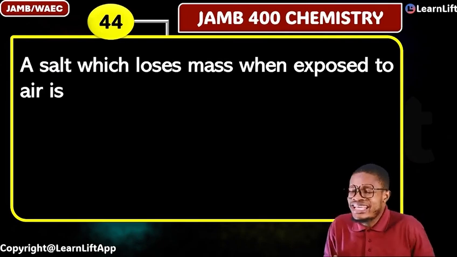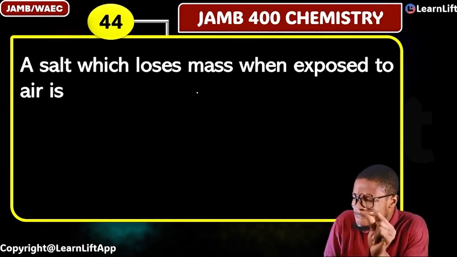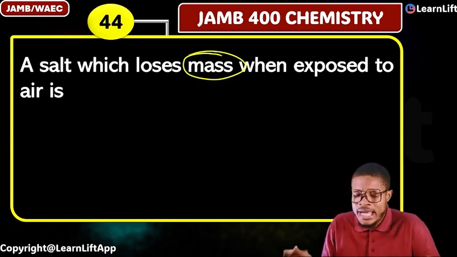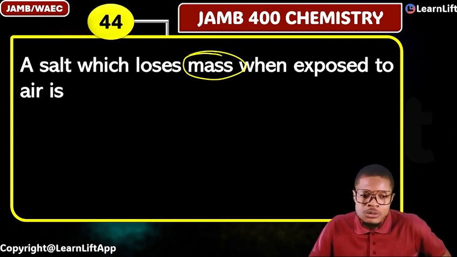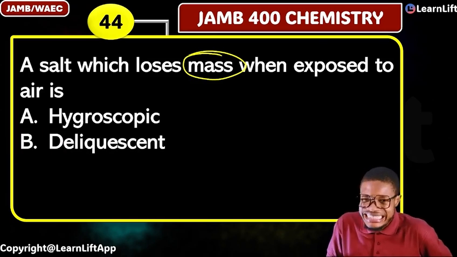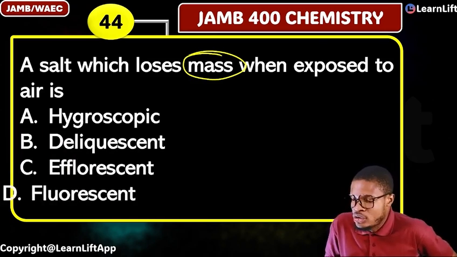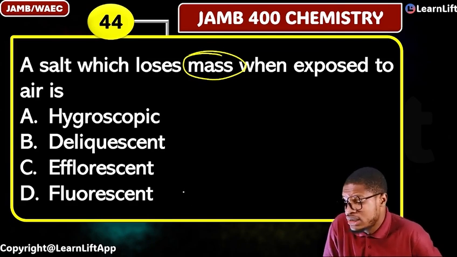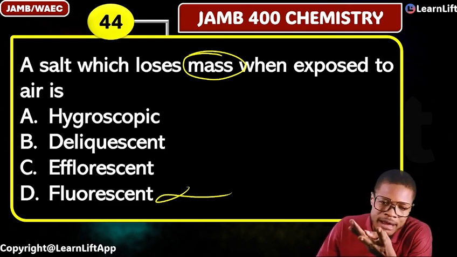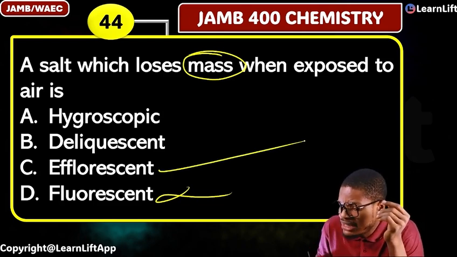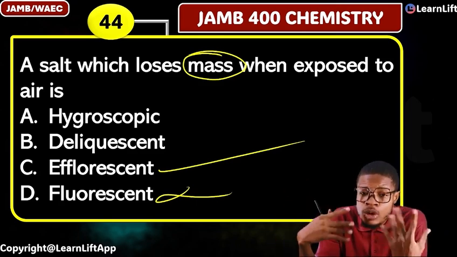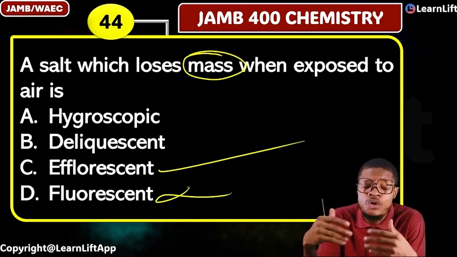Are you ready? The question says a salt which loses mass when exposed to air. When you expose the salt to air, it will lose mass. That salt is option A, hygroscopic. Option B says deliquescent. Option C says efflorescent. And then option D says fluorescent. First and foremost, fluorescent is totally out of the way. It is between hygroscopic, deliquescent and efflorescent. Efflorescent salts, what happens? They lose water of crystallization. And because they lose their water of crystallization, what will happen to them eventually? They are going to lose mass.